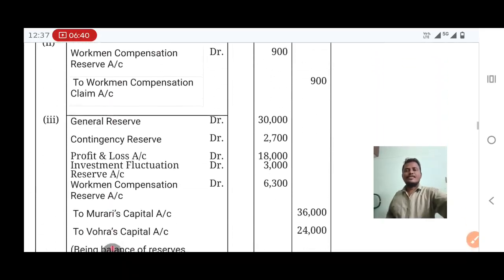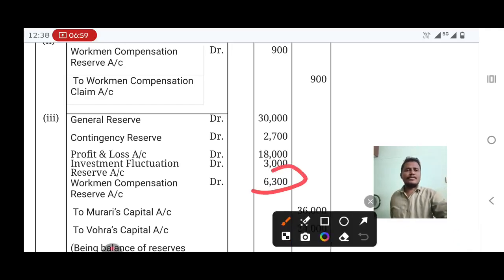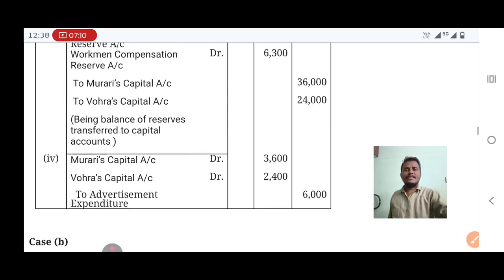General reserve, this also you can do. General reserve, you will have to split in the old ratio. You already know that. Contingency reserve you have to split in the old ratio. Then profit and loss account and investment fluctuation reserve are already given. I already told you that 6,300 you have to split in the partners capital ratio, and 3,000 also you have to split in the partners ratio. That will be shown in the partners capital account. I have already told you, so those things are shown here. I don't want to repeat these items.